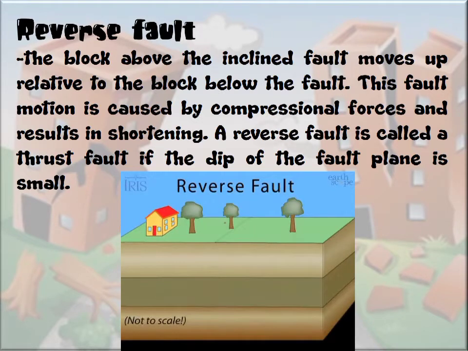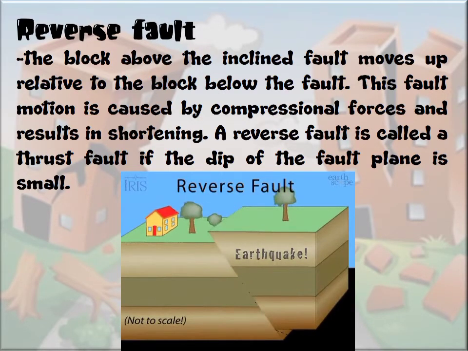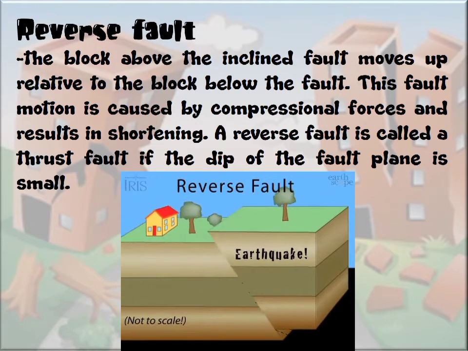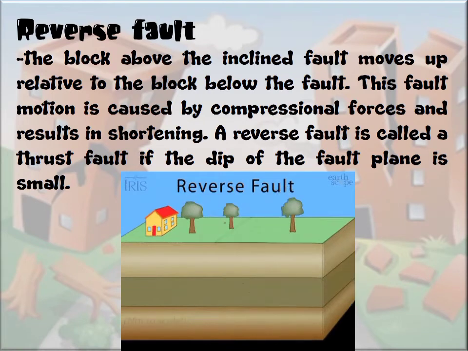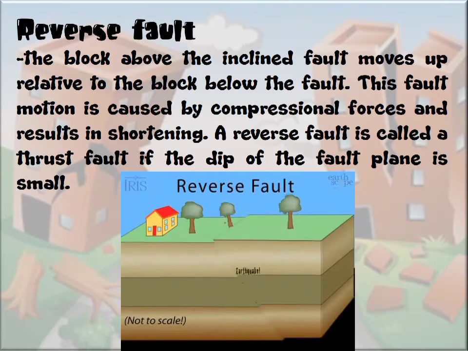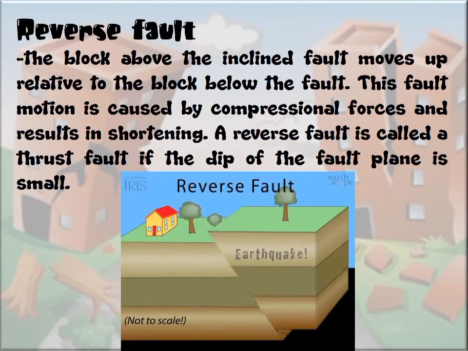So a reverse fault is called a thrust fault if the dip of the fault plane is small. So this is the opposite of the normal fault, as you can see in the illustration below. In reverse fault, the movement is upward, while the inclined fault in the normal type of fault moves downward.